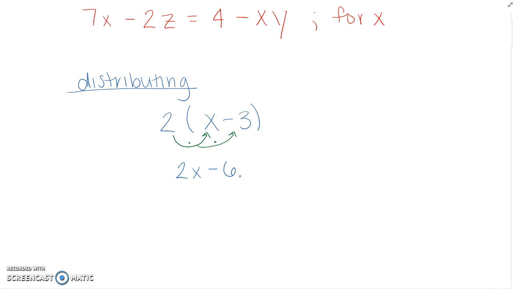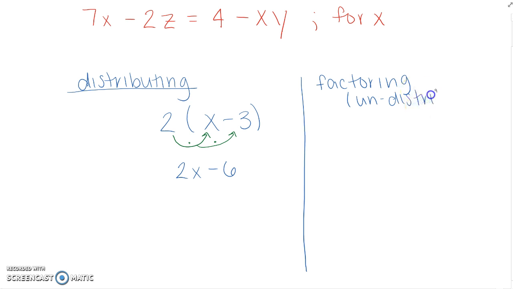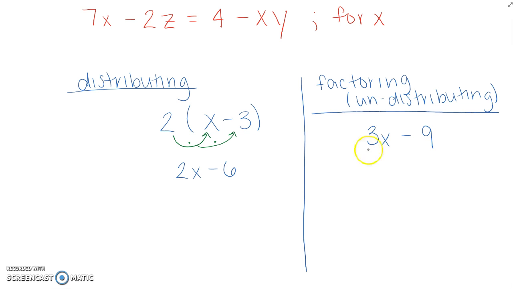Something new that we need to solve these problems is called factoring. You can think of factoring as undistributing. So when I say factoring or undistributing, I mean if I have a problem like, I'll do a different one, 3x minus 9, you're going to look at what the 3x and the negative 9 have in common. What are they both divisible by?